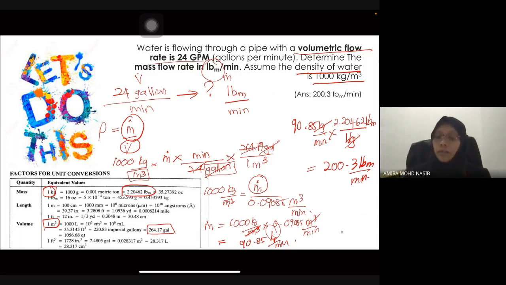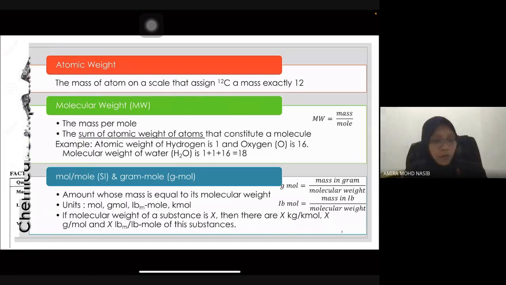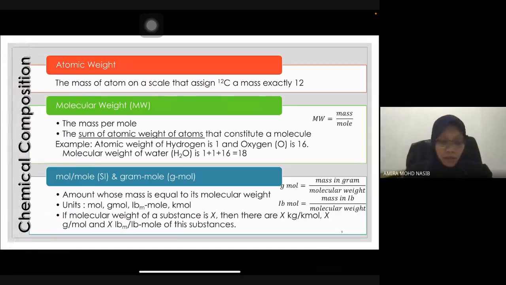Okay, that's it. Next, we go to the chemical composition. This one is also basic of chemistry. I think most of you know already. I just recall back.